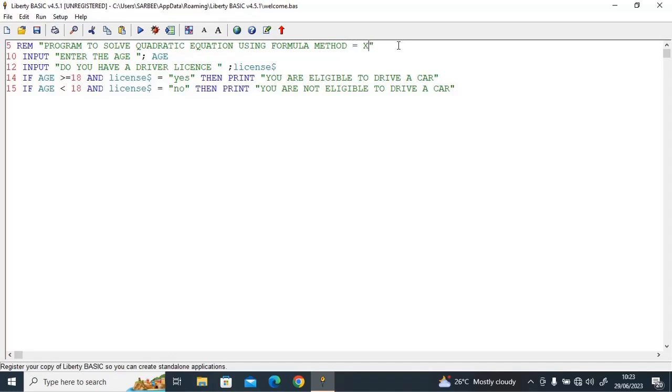The formula method is: there are two values for x. x is equal to minus b plus or minus the square root of b squared minus 4ac, 4 times a times c.